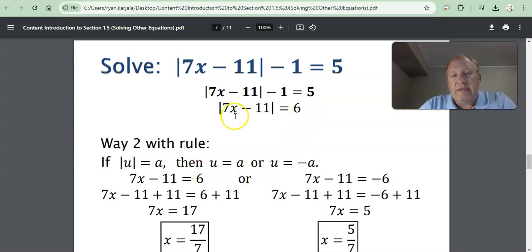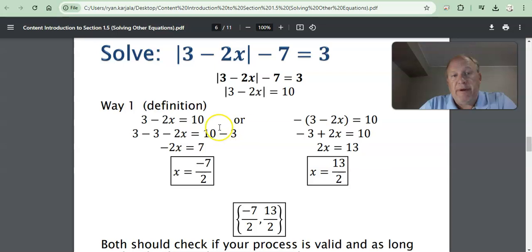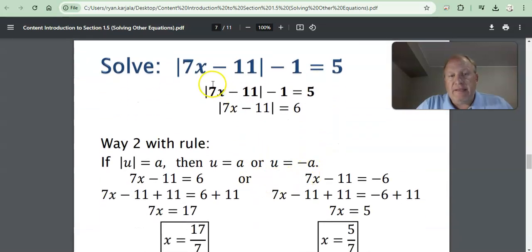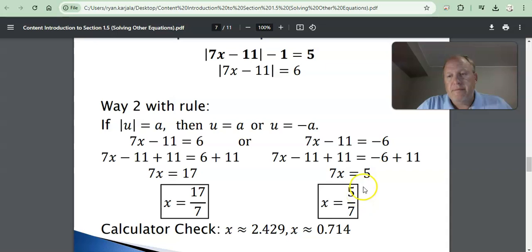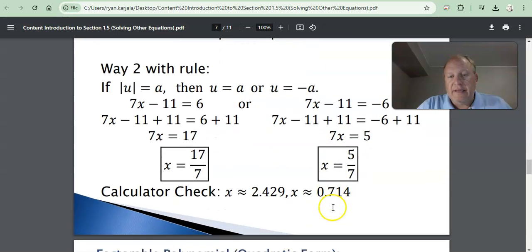Now this time, if I think about this last step up here, here's the positive side, 3x minus 2 equals 10. Here's the negative side. If I would just divide both sides by negative 1 first, I'll get 3 minus 2x equals negative 10. I'm essentially skipping a step. I know that it's going to be equal to the negative of 10. So down here, that's what I'm doing. I know that 7x minus 11 will equal a positive 6, and 7x minus 11 will equal the negative 6. And do the same thing, solve both equations for x, and then check your answers.